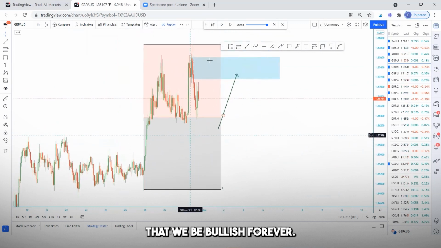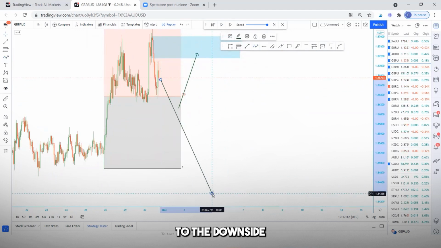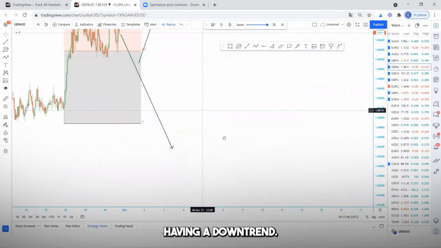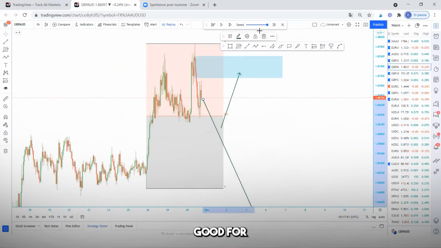Now, this doesn't mean that we will be bullish forever. Of course, there is going to be the time where we'll finally push to the downside and change structure and start having a downtrend. But until that happens, we are still good for buys here.